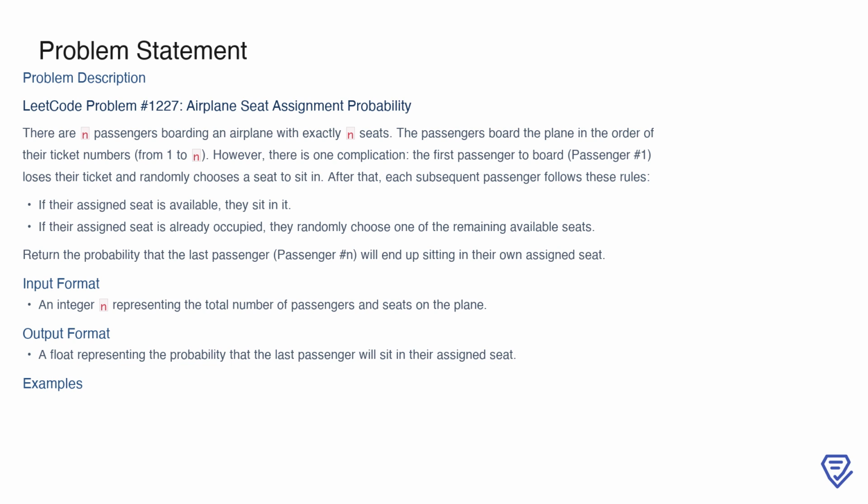Our goal is to calculate the probability that the last passenger #n will end up sitting in their own assigned seat. The input to the problem is an integer n, representing the number of passengers and seats, and the output is a floating point number that gives the probability, formatted to 5 decimal places. Let's explore some examples to clarify the problem further.